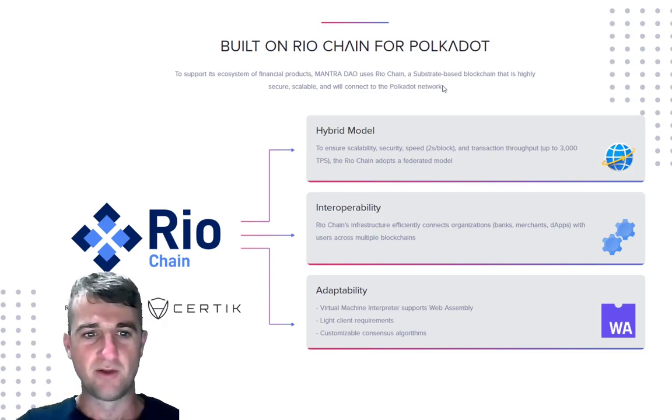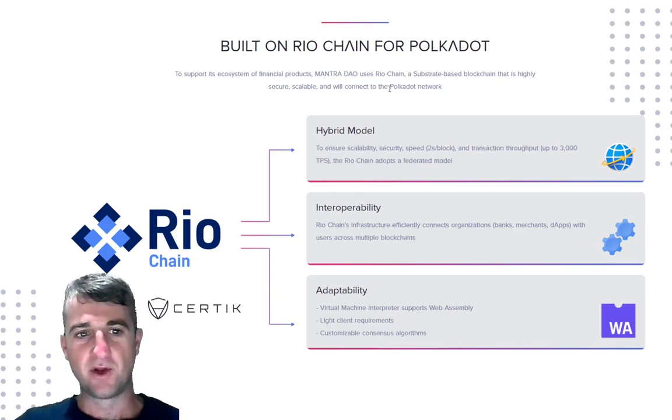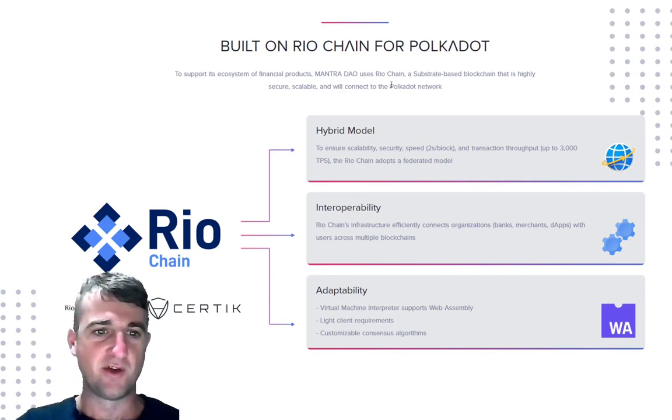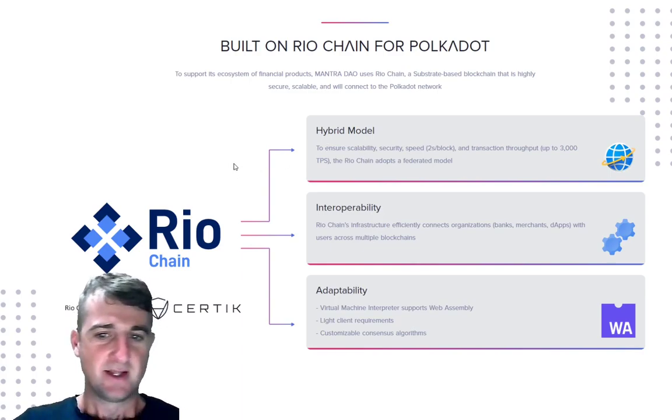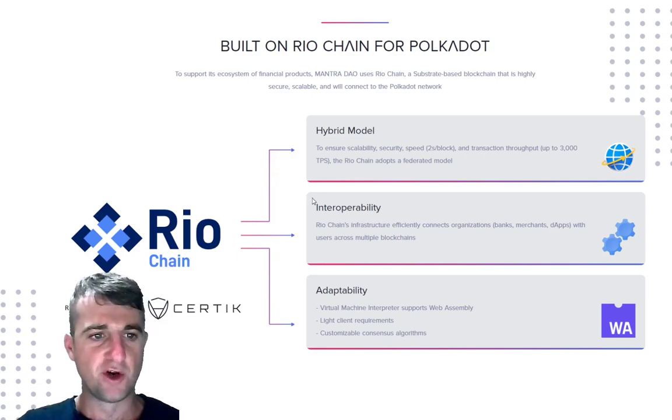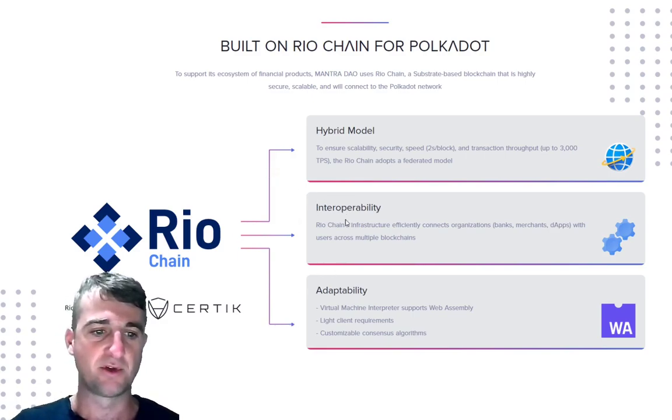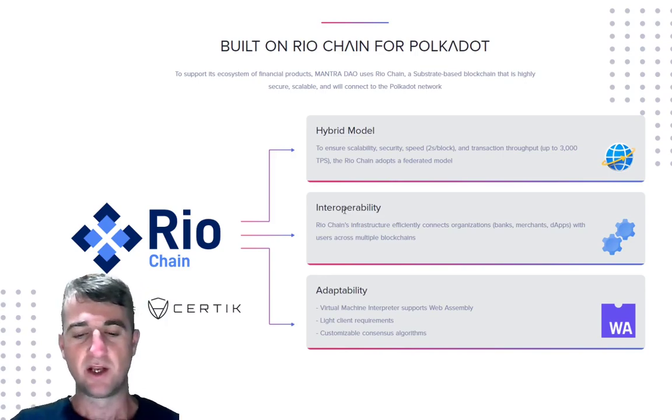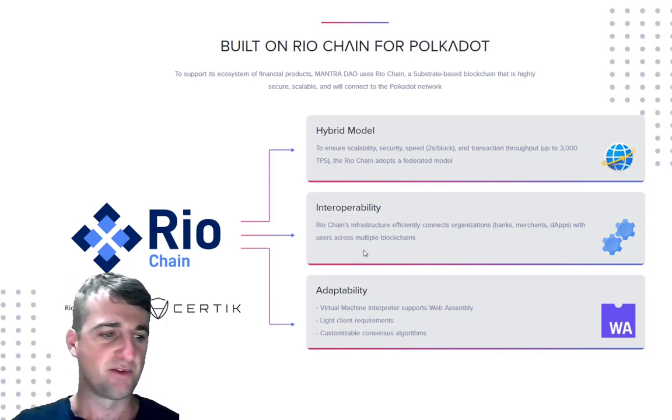We need to know as well that the co-founder of Ethereum is also in charge of Polkadot, so that's a massive thing to keep in your head that's been happening. So the Rio chain, just to run over it, is a hybrid model. It is interoperable and it is adaptable. So interoperable means we can use it with banks, merchants and dApps and things like that.